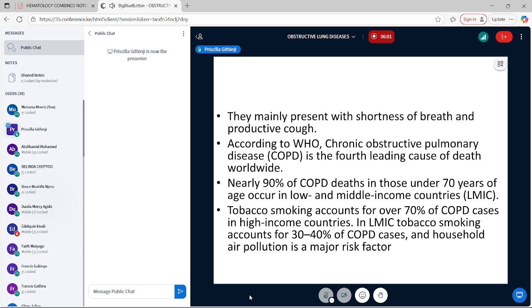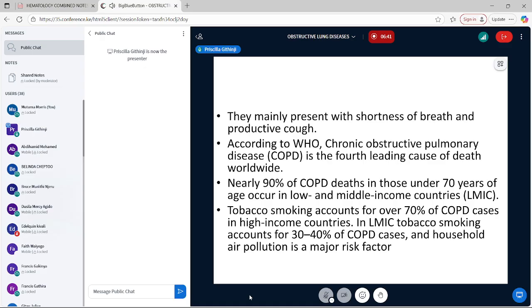According to WHO, chronic obstructive pulmonary disease, emphysema and chronic bronchitis, is the fourth leading cause of death worldwide. And nearly 90% of the deaths as a result of COPD occur in those under 70 years of age in low and middle income countries. Kenya is a low middle income country, and we are one of the countries that is affected by COPD.